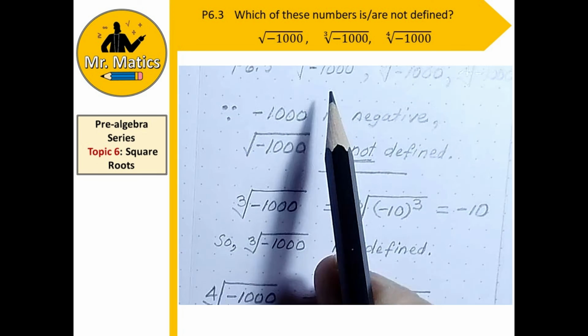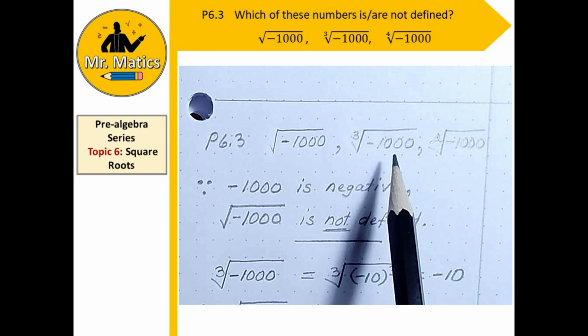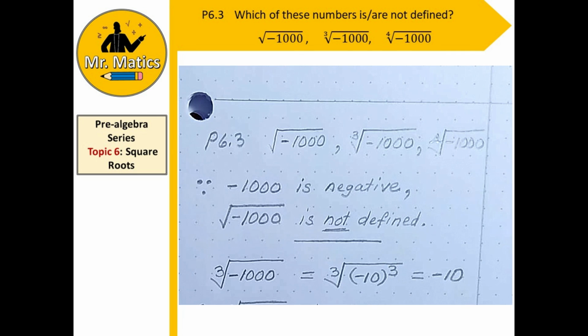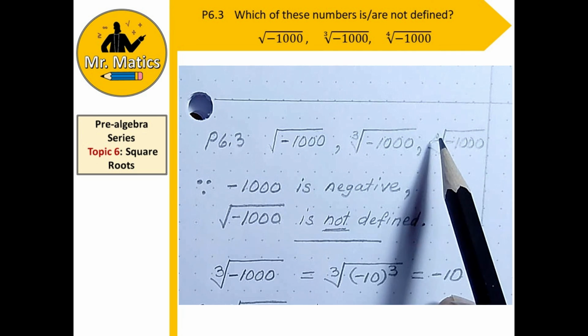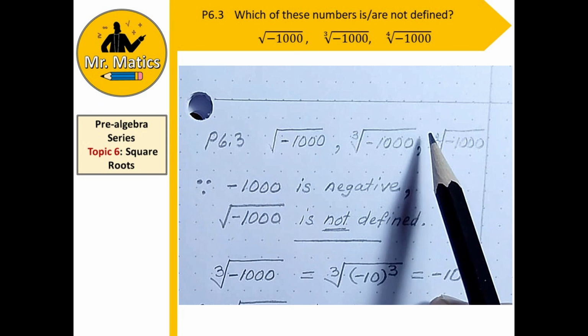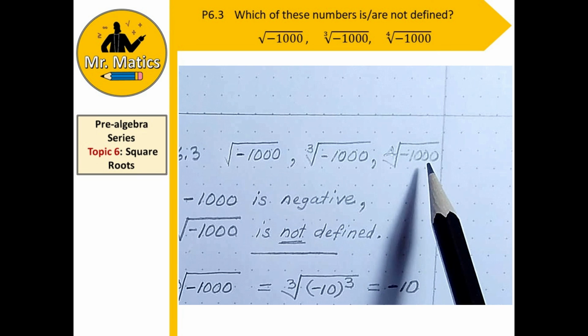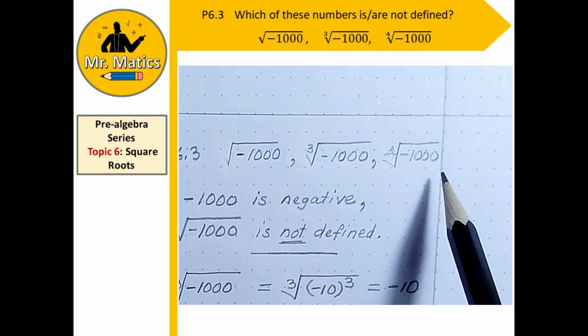So of these three, only the middle one is defined, the remaining two are not defined. So any even root, fourth root or sixth root or 10th root, whatever be that, you cannot define with a negative quantity inside.